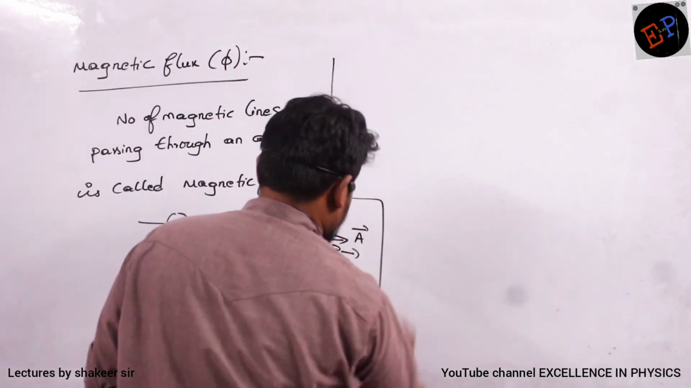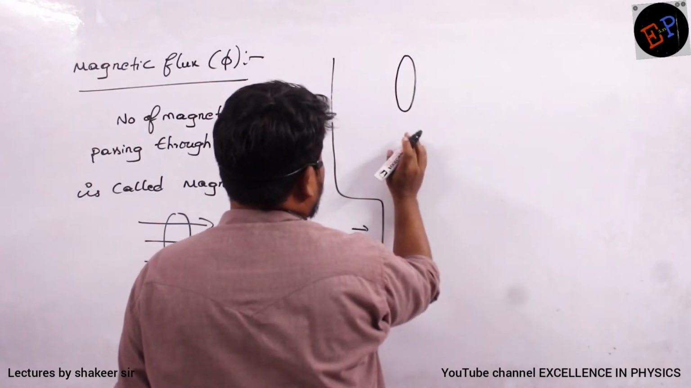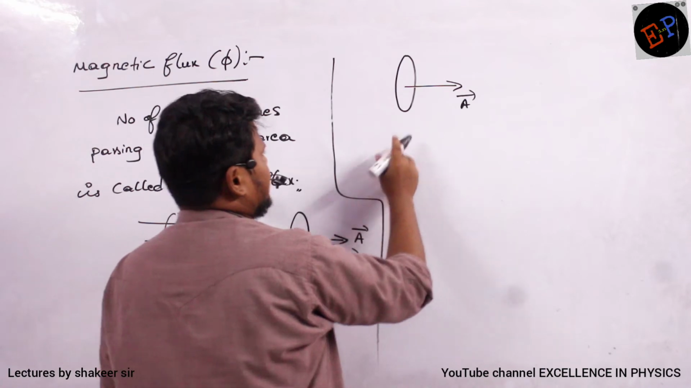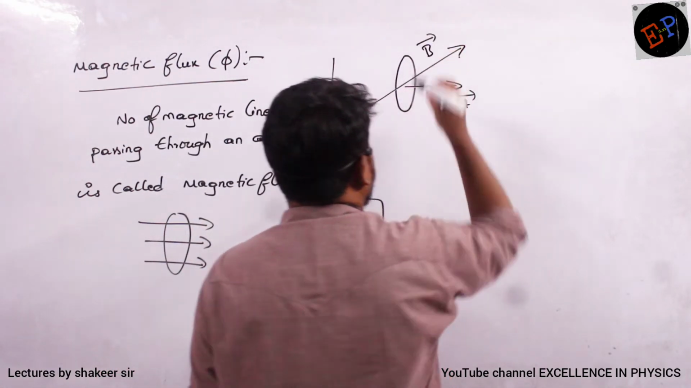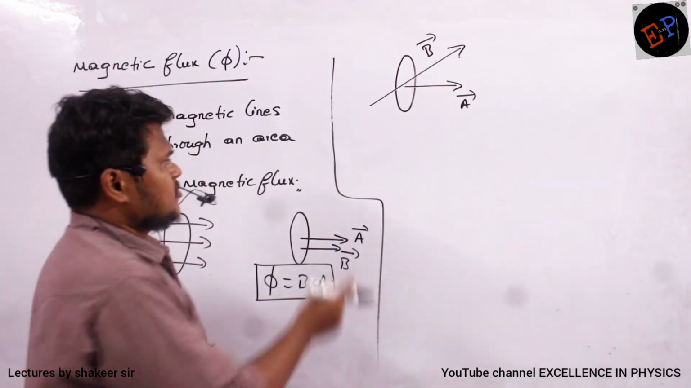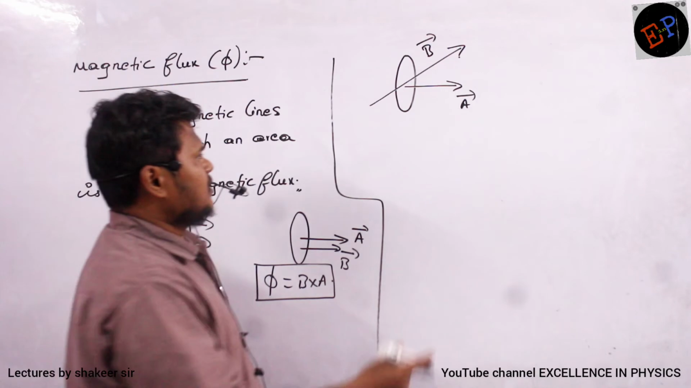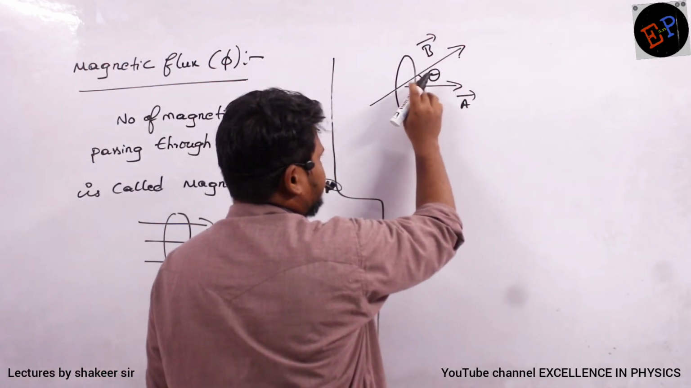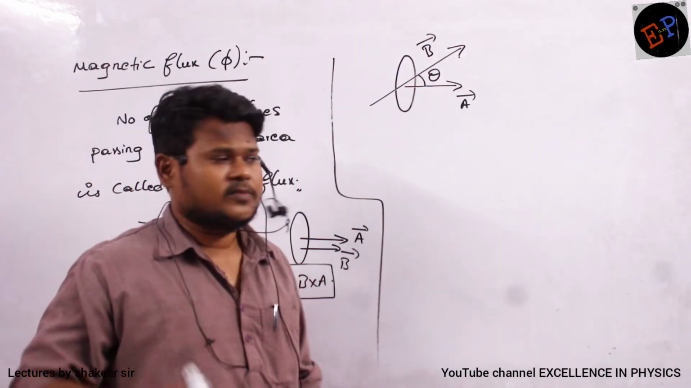Now see, in the second condition, consider this is the area vector. Area is like this. But consider the magnetic field is like this. This is the direction of B vector. Now what is the angle between both of them? The angle between both of them is theta. Now in this condition, how can I calculate flux?